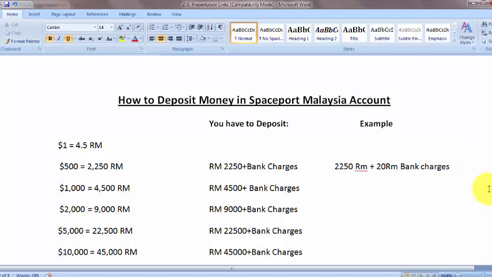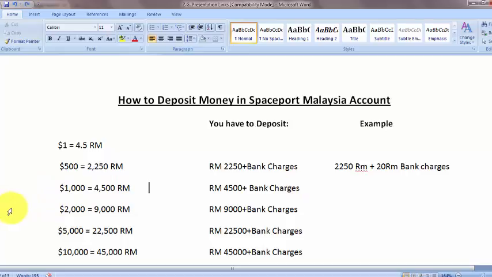So first of all, if you are going to buy, suppose, a $500 package, the exchange value including this RM is 2,250 as of now. Please keep on checking this. Plus you have to deposit bank charges.